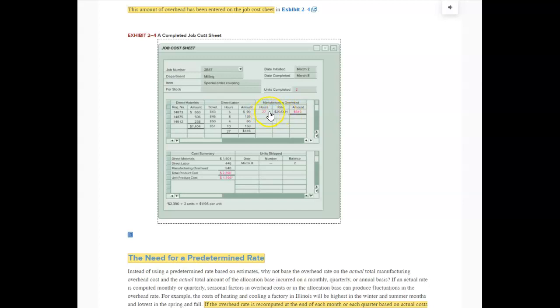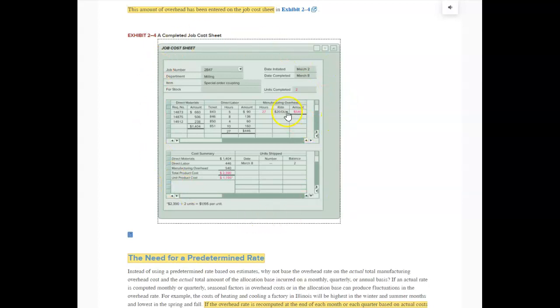So 27 hours times $20 per hour is $540 we're applying to this job for the manufacturing overhead. So when you look at this job cost sheet, we have the actual materials being used and their actual cost. We have the actual direct labor being used and the cost that we use to apply it. These are actual numbers. Then we have an estimated rate of $20 per hour times the actual direct labor hours, but this is a predetermined rate, and so we estimate and apply $540 to this job for manufacturing overhead.